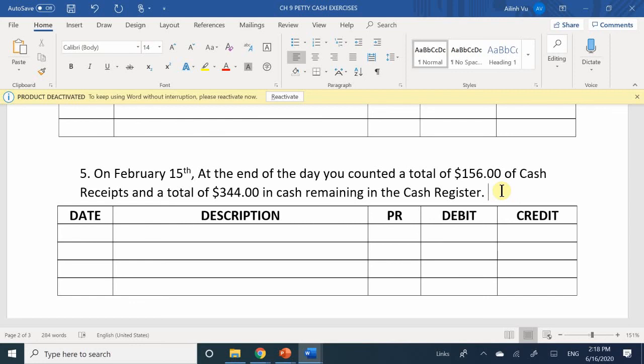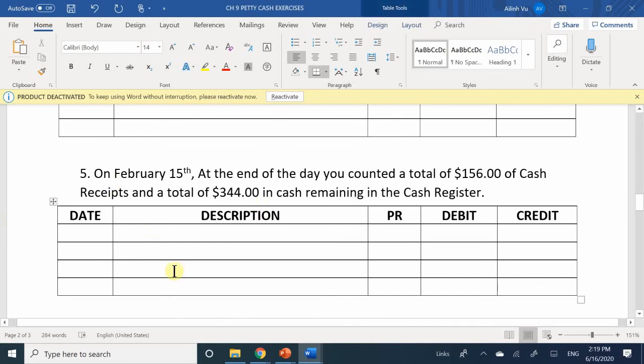You need to write a check. But for what total? Write a check for 156, and you need to debit whatever the expense was. In this case, this is sales receipts. But hold on, this is a completely different question. It's not asking you to replenish it. This is asking you to record this transaction.